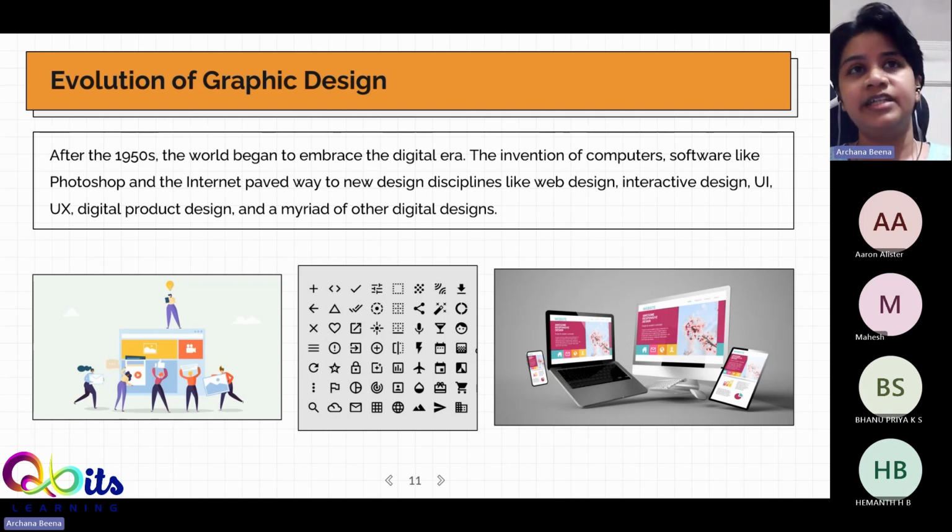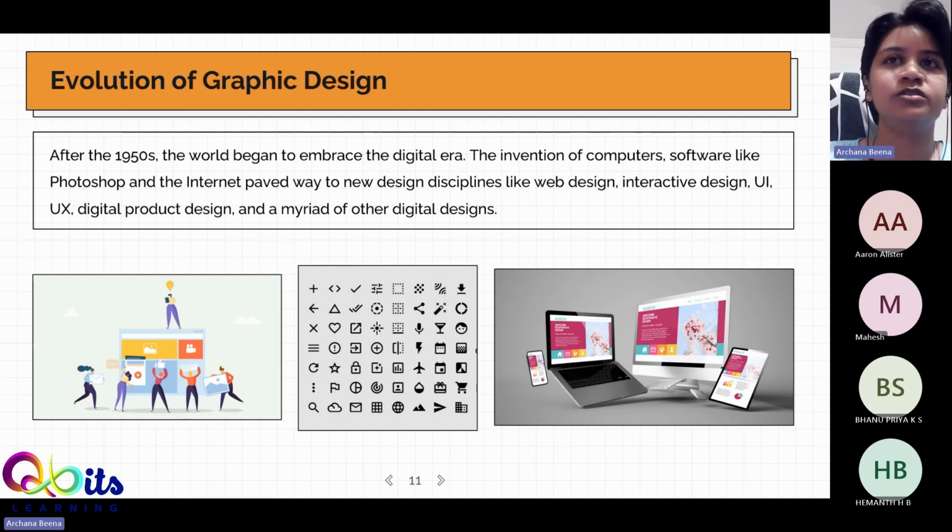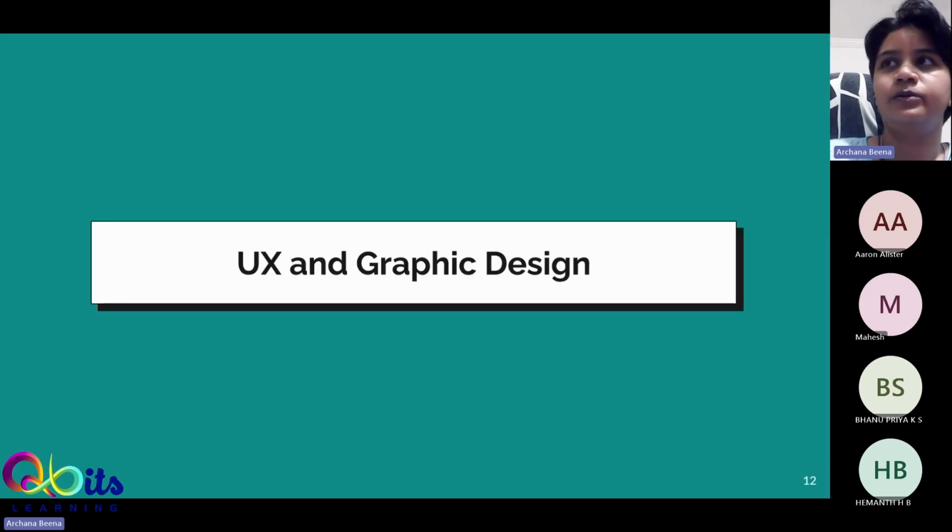So that is what we are leveraging, not only in graphic design. We come into UI UX design. It is the same thing we do, but with more purpose, with more intention. So I know you have signed up for a course of UI UX, so you might be wondering, why are we talking so much about graphic design? So what does UX have to do with graphic design?